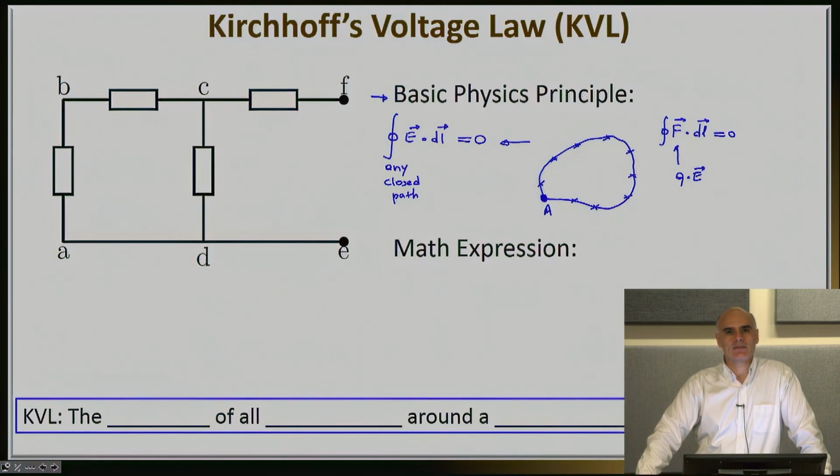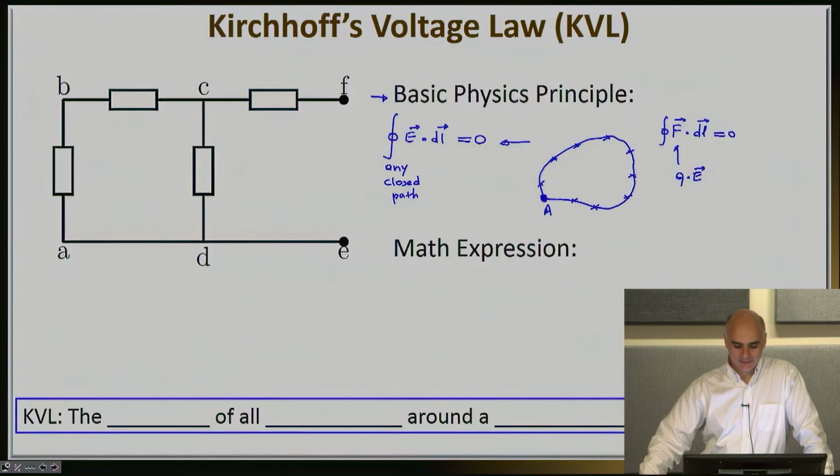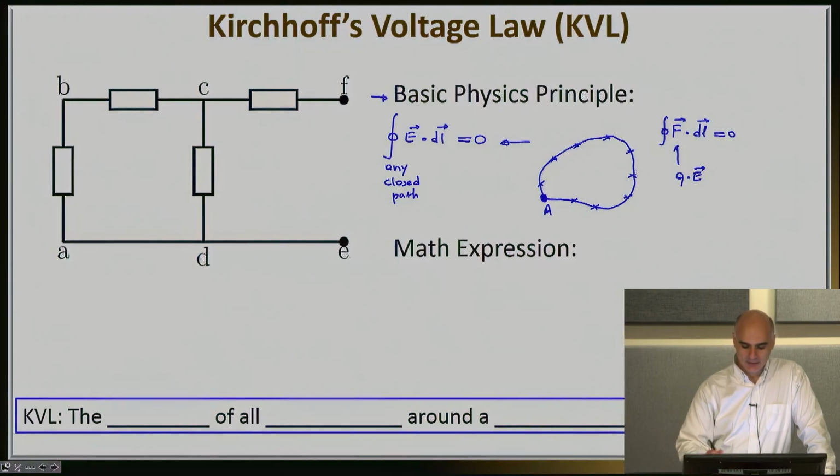I know I'm covering this fairly quickly, but as I said, this is a basic physics principle which we will not focus too much on in this class, and I know that you have seen that before, or if you haven't, I'm pretty sure you can find it online very quickly. The main thing is, again, the electric field integral on a closed path is equal to zero, and from there we can write the math expression that is going to be really important to us: the sum of the voltage drops across any closed path will be equal to zero.